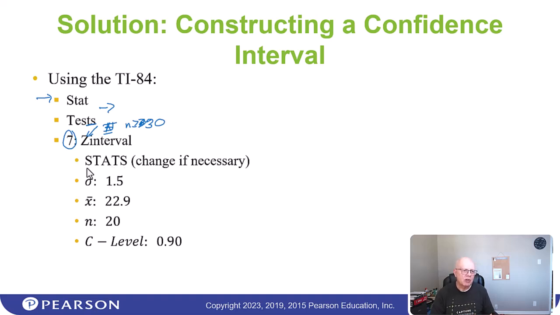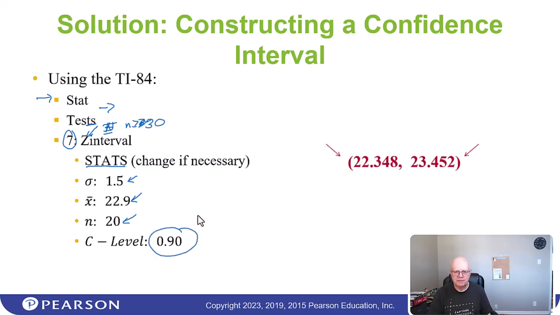So make sure stats is highlighted if you don't have the actual data. Sigma, you know, you're given that as a 1.5. This is what you got from finding the one variable stats. That's your point estimate for the mean. Your sample size is 20, and you want to be 90% confident. And there is your confidence interval.